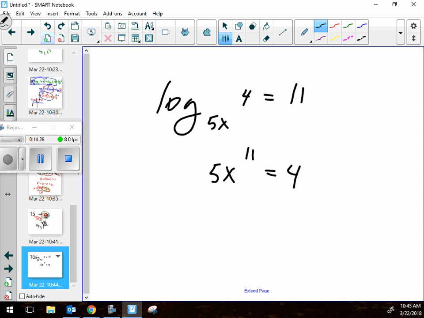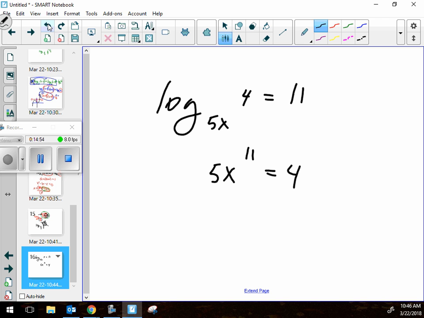There's something missing. The way I wrote it, only the 11 is going to go on the x. This whole thing is to the 11th. Now, why does it matter? Because if it's like this, your first step is to put it to the 1/11th power. If it was really like this, your first step should have been divide by 5.